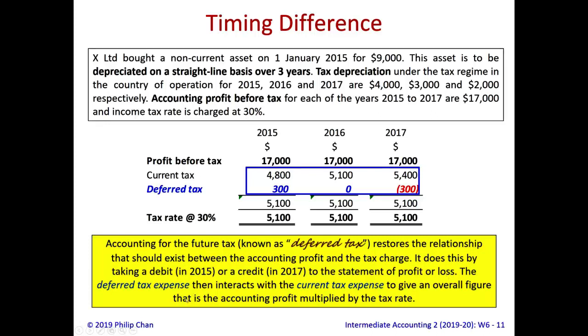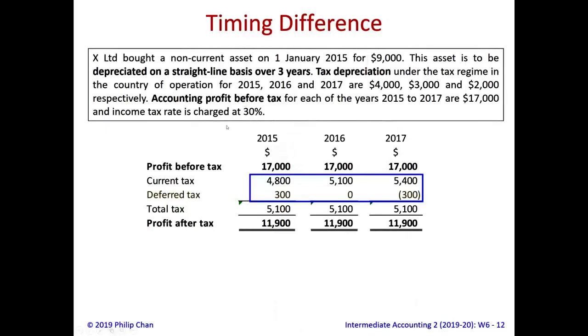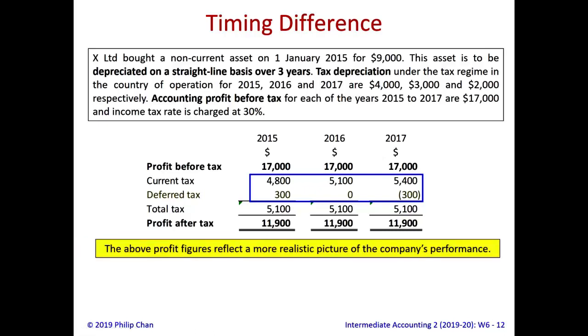And then the deferred tax expenses, which is this row here, would interact with the current tax expenses, which is this row here, to give an overall figure that is equal to profit before tax multiplied by the 30% tax rate. So at the end, it would give us a more realistic picture, which means profit before tax minus total tax equals profit after tax, and they should be equal to 11,900 over the 3 year period, the same figures overall. So that gives us a more realistic picture of the company's performance.